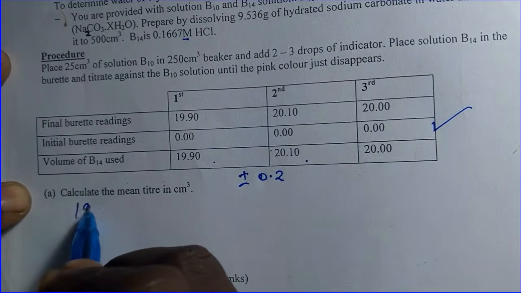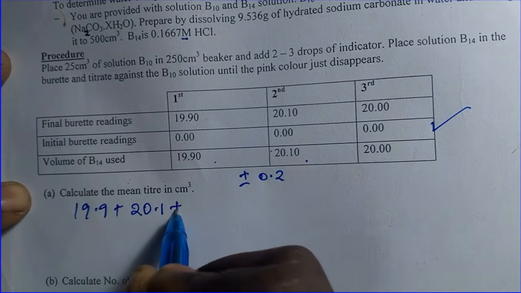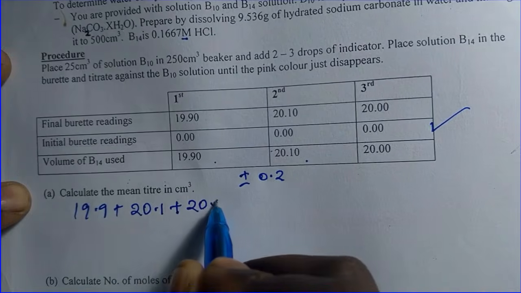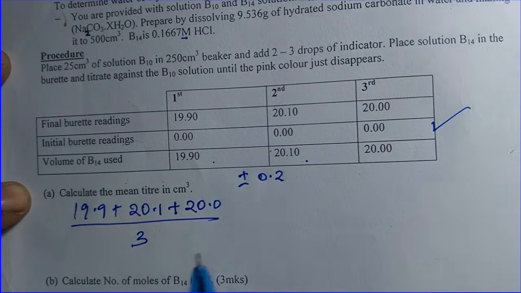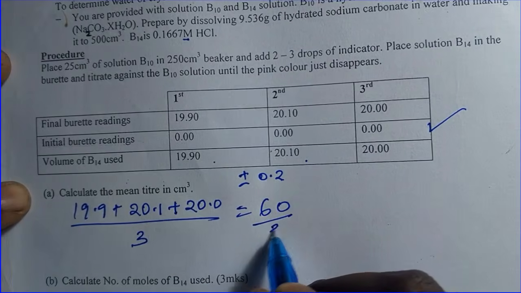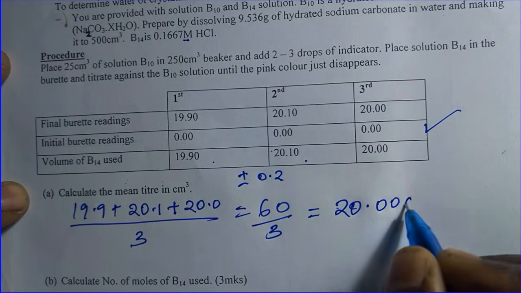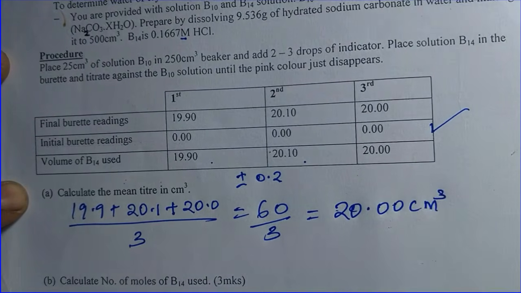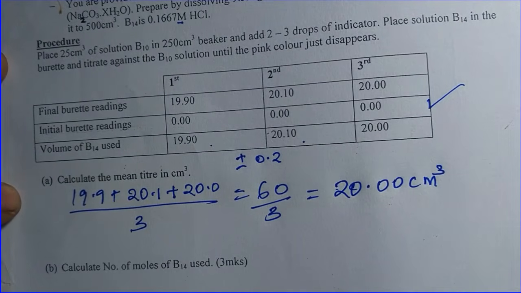Average is 19.9 plus 20.1 plus 20.0, you divide by 3. You just put them like that. Then you find it is equal to 60 divided by 3, and the answer is 20.00 centimeters cube. Because they usually insist that the average should be in 2 decimal places.